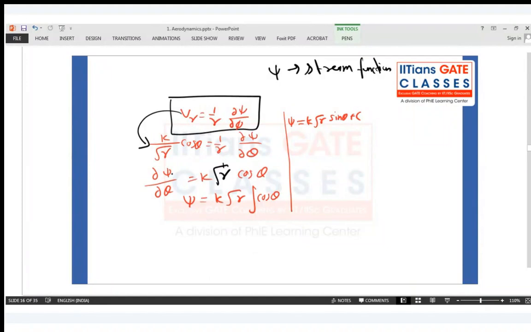So I just reshuffled it, so d psi by dt is equal to k r. If you send the other side, it will be in the numerator, so the denominator will go off, and you end up with k square root of r cos theta. Then once you integrate it, you get psi equals k square root of r times the integration of cos theta, because k and r are constants, so they will go out of it. Once you integrate the cos theta, you get k square root of r sin theta plus c, this constant.